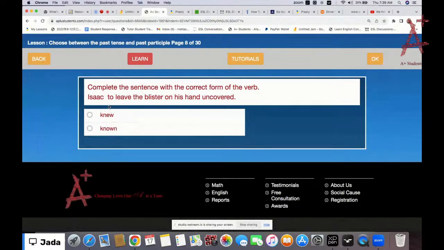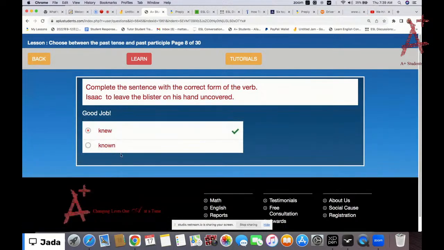Isaac dashed to leave the blister on his hand uncovered. This is the last one we'll do together. Isaac dashed to leave the blister on his hand uncovered. So new or known? New to leave or known to leave? So what is going to be our answer here? New. Okay. Thank you so much, Charlene.